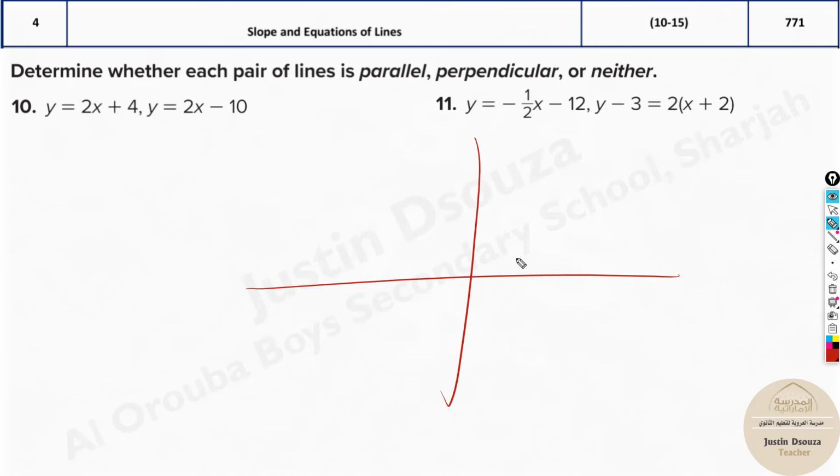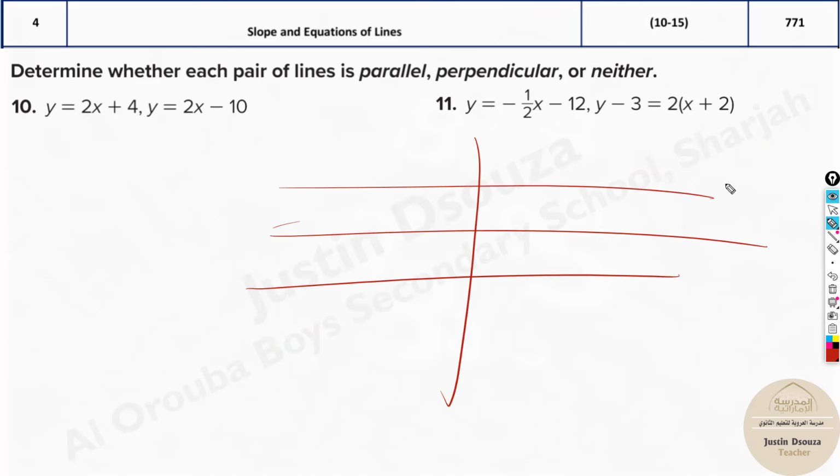Parallel lines, right, are two lines which will never touch each other. They will always be equidistant from each other and they'll never cross each other. They'll never come like this because the slopes are the same. If you have slope of y equals, now here there is no slope, it's a flat line. Let me draw a realistic line over here.